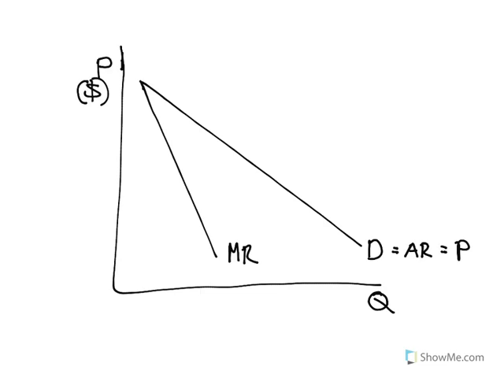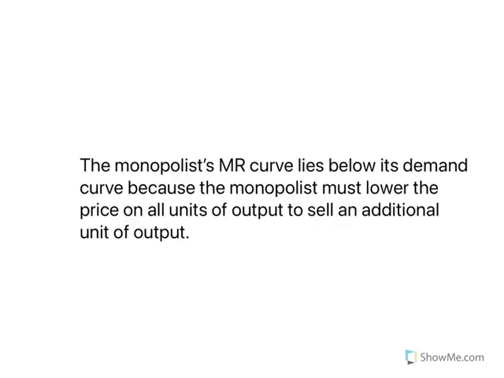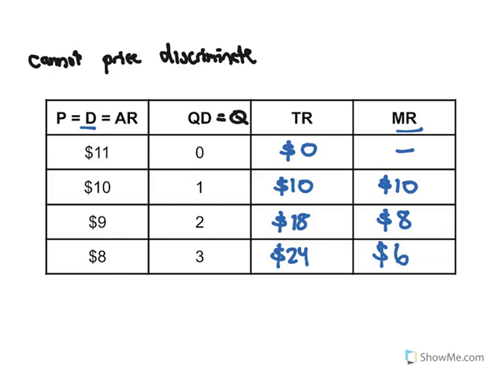Now the question is why? Why aren't they the same curve? This is a question that is frequently asked on the AP exam. And the answer is because the monopolist has to lower the price on all units of output to sell an additional unit of output. So if we go back to the table here, if I want to sell this first unit, if I want to go from 0 to 1, I have to lower the price to $10. Otherwise, that one person isn't buying it.